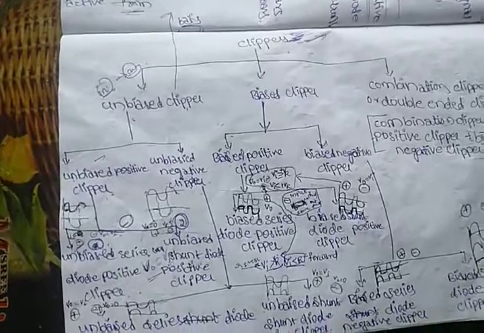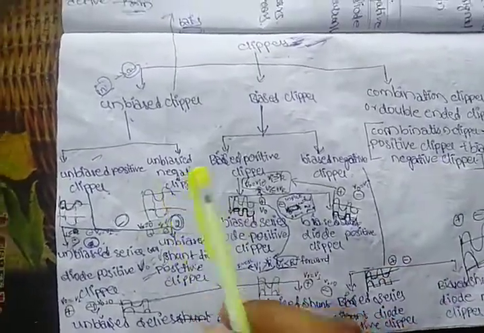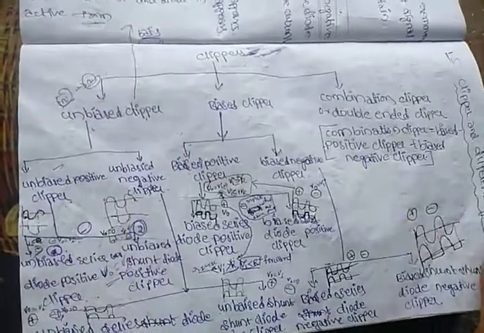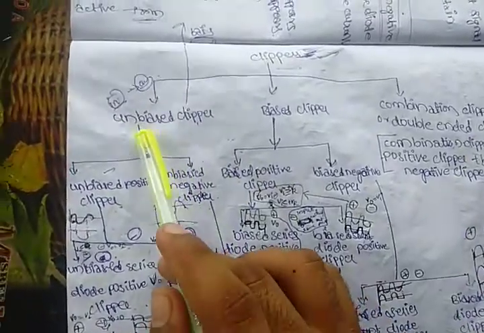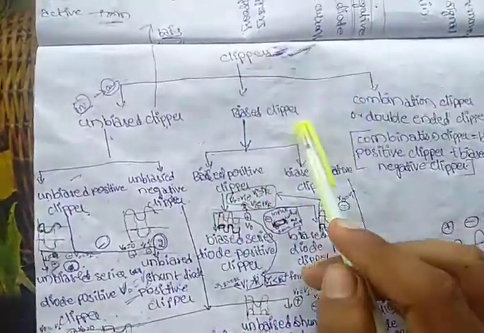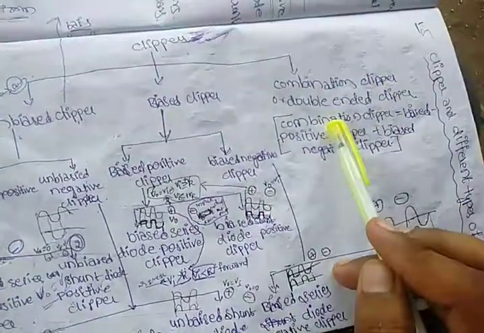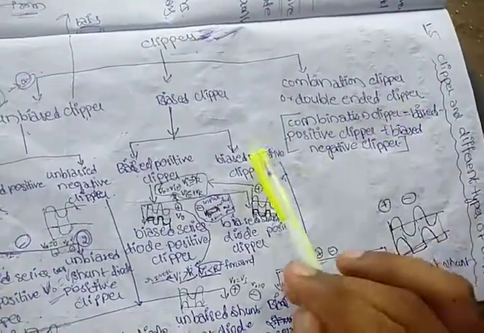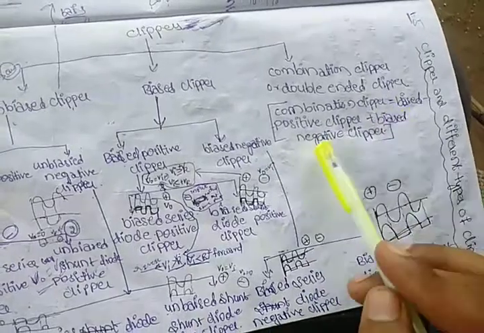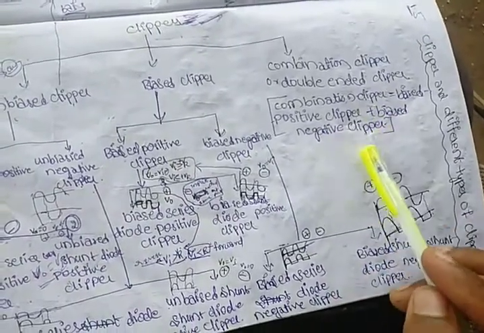Study about clippers and shortly how to learn it. In these clippers we have unbiased clippers, biased clippers, and combination clippers or double-ended clippers. Combination clippers are nothing but a biased positive clipper plus a biased negative clipper.